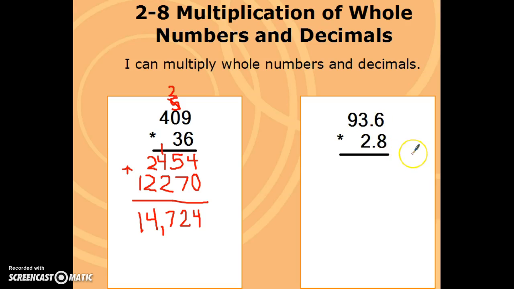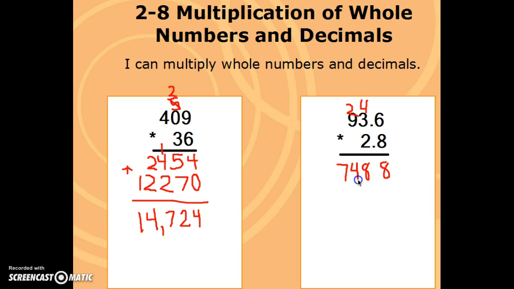When I multiply, I'm going to pretend like those decimals aren't there. And then I'll use them when I get ready to write my answer and put my decimals back into the problem. So again, we're going to start in our smallest place value here with our bottom number. So 8 times 6 is 48. Carry the 4. 8 times 3 is 24, plus 4 is 28. Carry the 2. 8 times 9 is 72, plus 2 is 74.